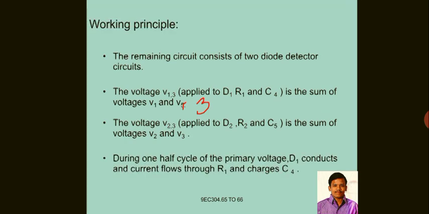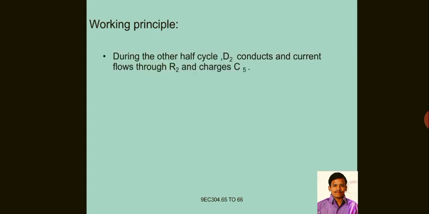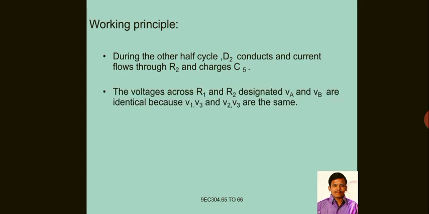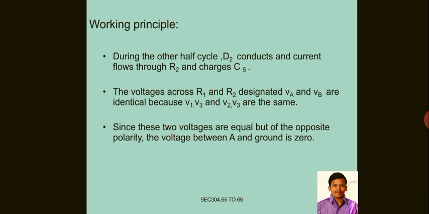Therefore during one half cycle of the primary voltage, D1 conducts and current flows through R1 and C4, therefore capacitor C4 charges. Similarly during the negative cycle D2 will conduct, now current will flow through R2 and C5 and capacitor C5 charges. The voltages across R1 and R2 we are considering as VA and VB, and these are identical because V1, V3, V2 and V3 are the same. Since these voltages are equal but of opposite polarity, the voltage between A and ground is 0.